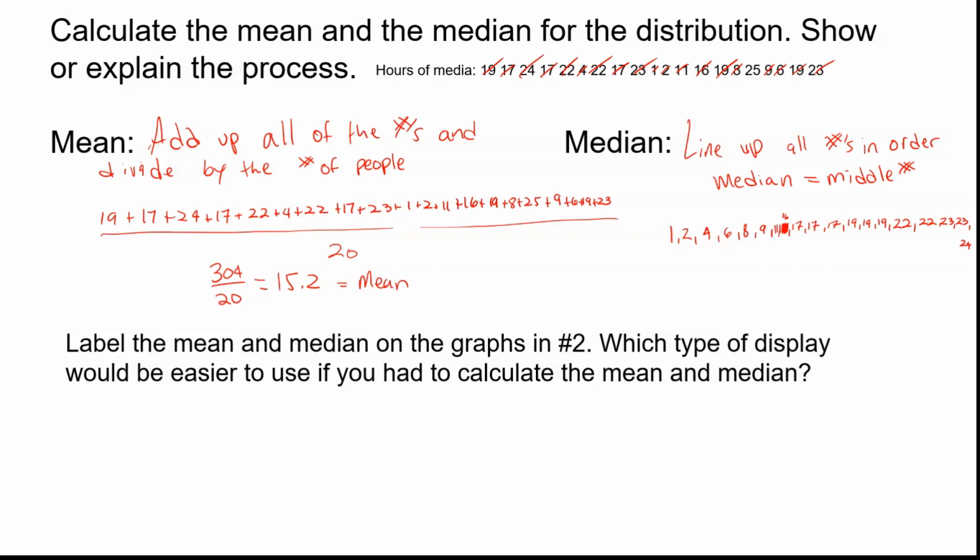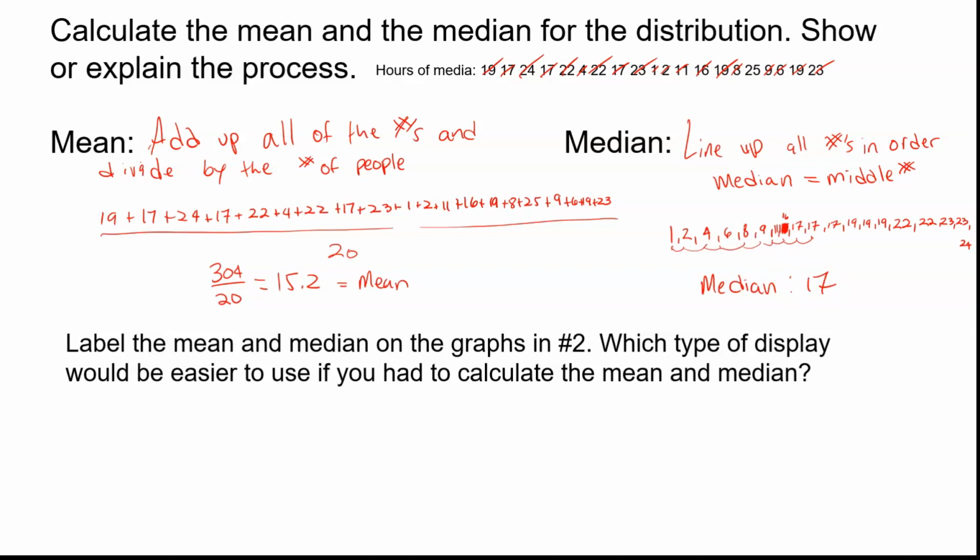I have 20 points of information, so I'm going to go over 10 numbers. So this is 1, 2, 3, 4, 5, 6, 7, 8, 9, 10. So there's 10 on this side and 10 on this side. The middle number is going to be 17. Either number is going to be 17. So our median for our data is 17.